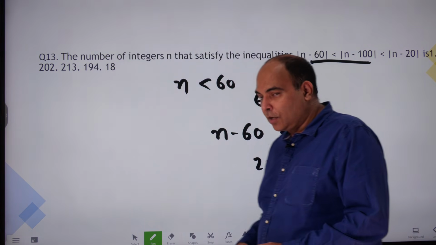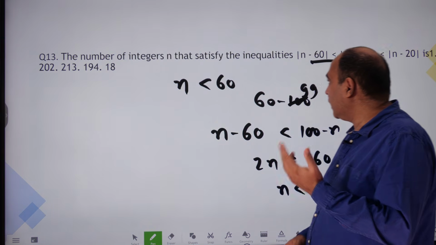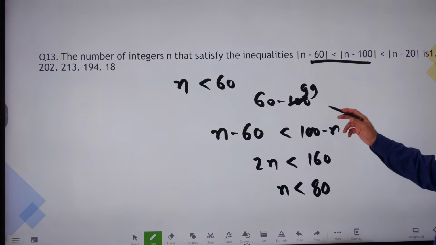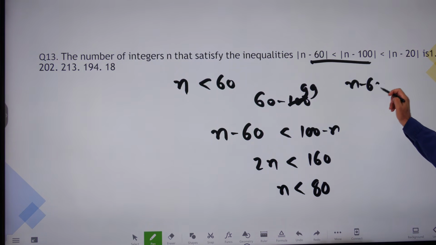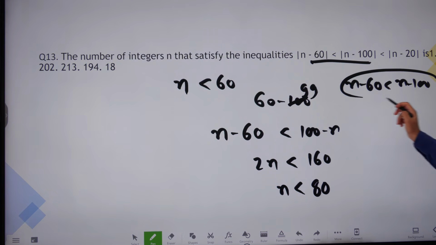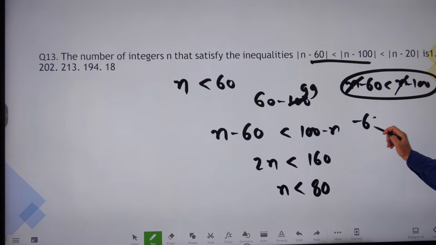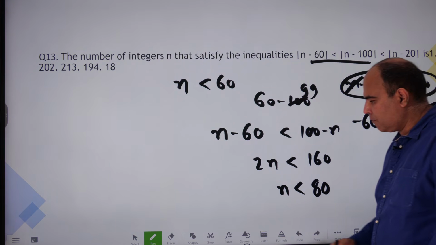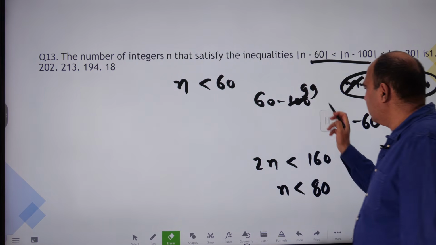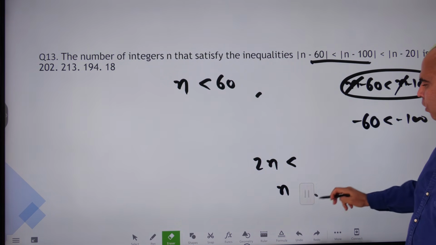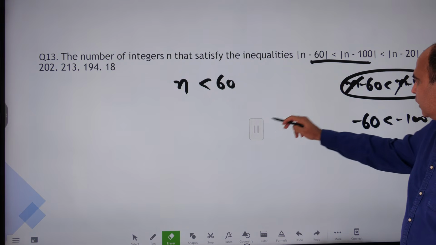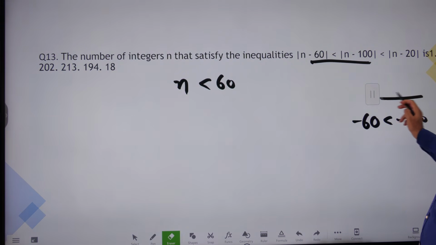And then you can try to think of the third range, n greater than 100. n minus 60 has to be less than n minus 100. And you can see that if I do this, I have to have minus 60 less than minus 100, which is always false. So there are going to be no solutions after 100 on this.